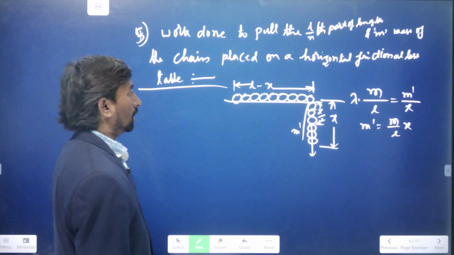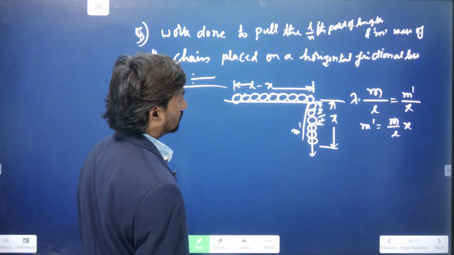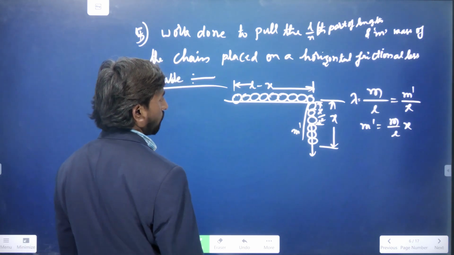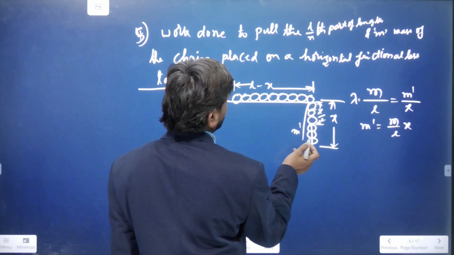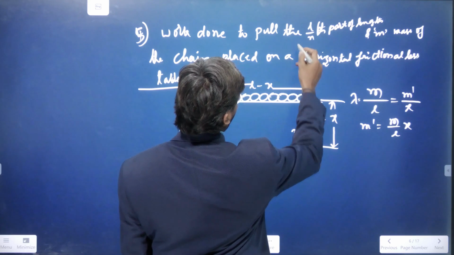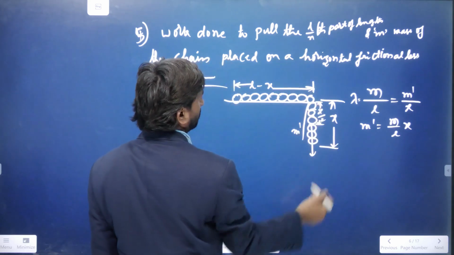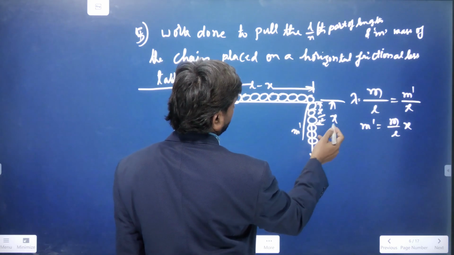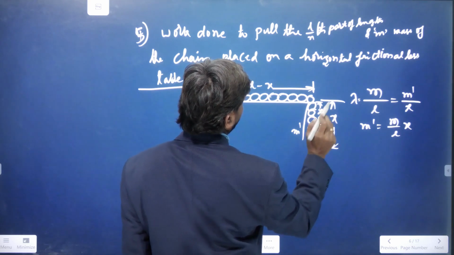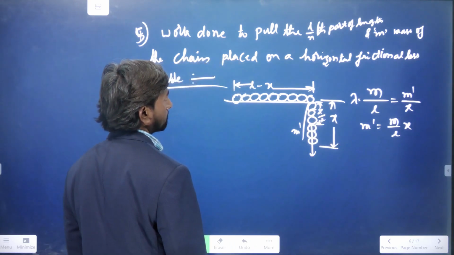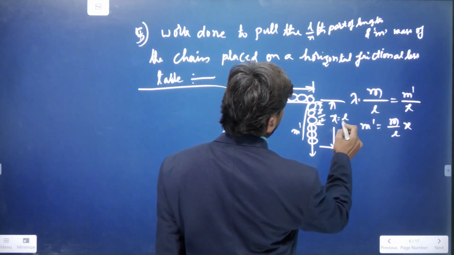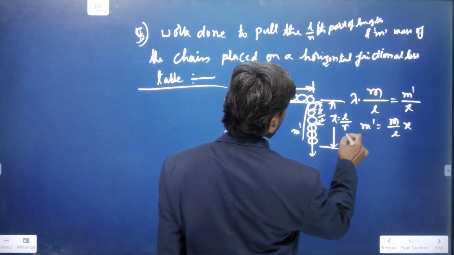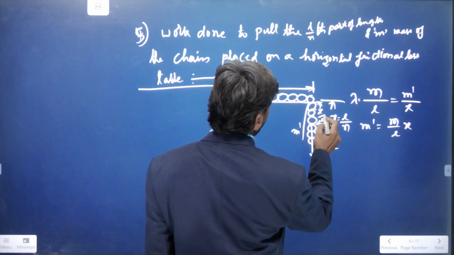Okay. And this is the 1 by nth part. So here 1 by nth part we have said, L by nth part. So this is L by nth part, means x by nth part we can write there. So L by nth part means, then this part will become how much there?